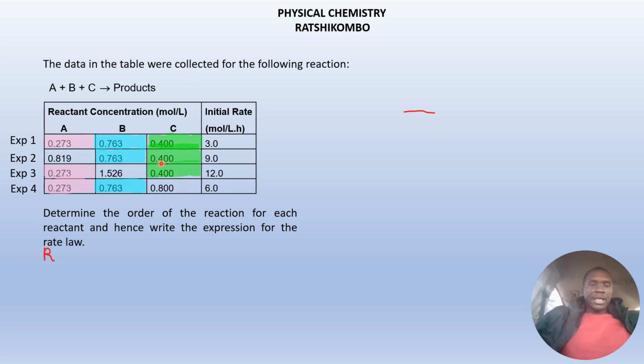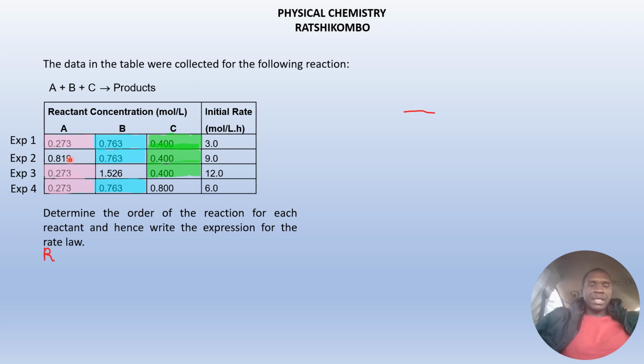Now if we check the relationship between A, B and C for experiments 1 and 2, you will realize that for experiments 1 and 2, both B and C were constant except A. In other words, forget about experiments 3 and 4 for now, and only focus on experiments 1 and 2. If you check experiments 1 and 2, you will realize that B and C are constant. Their values do not change, as you can see. But A is the one that is changing.